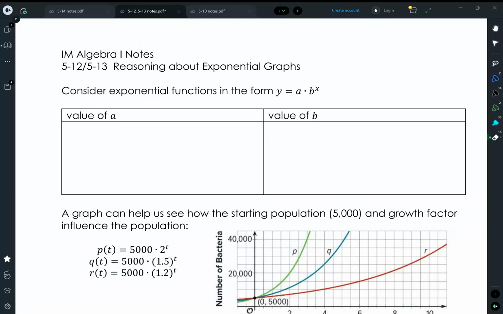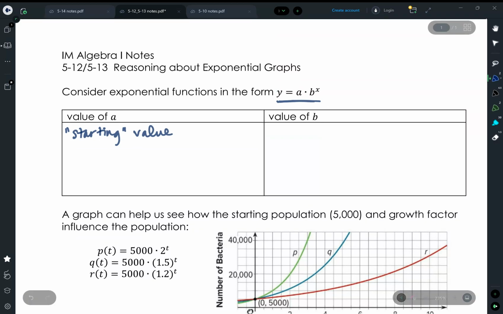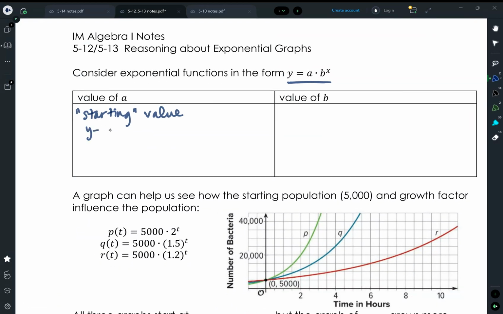So we want to go back and look at our basic form for an exponential function and really think about what a and b are. The value of a, we've been calling it the starting value, and that's because it's really a y-intercept. It is our value when x is equal to 0, so it's (0, a). At the beginning, at time 0, a is the value that we start with. The value of b is our growth factor.